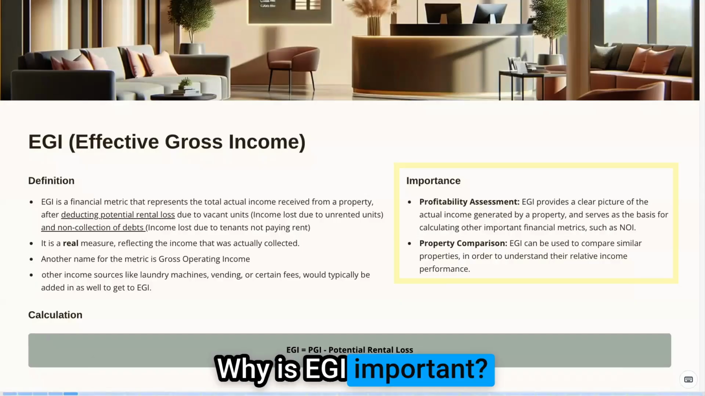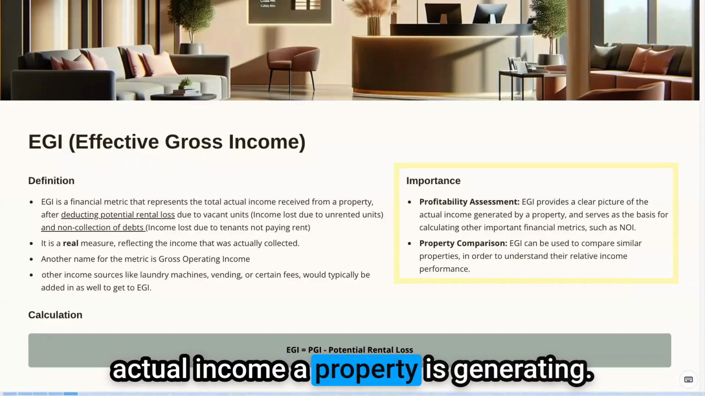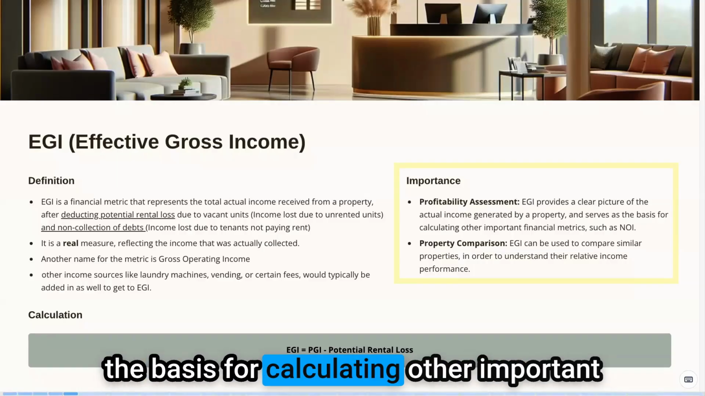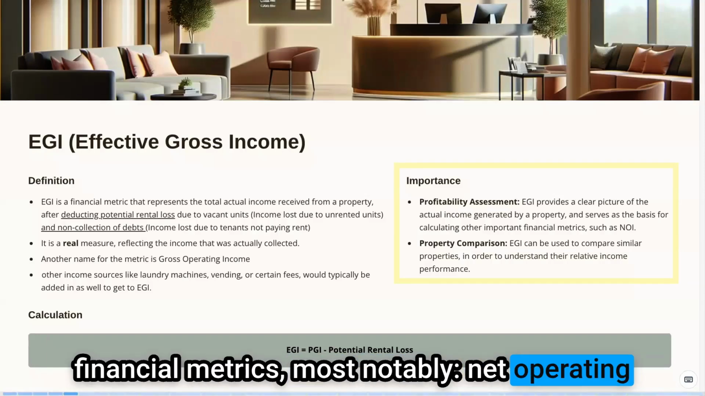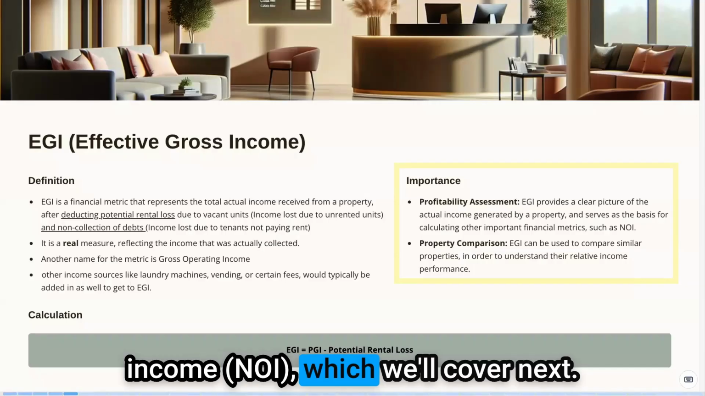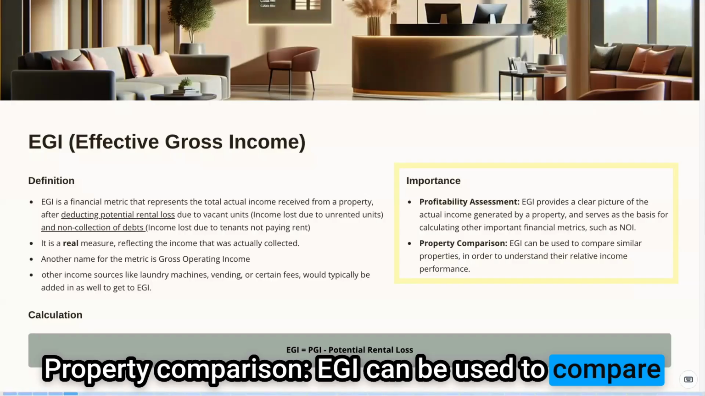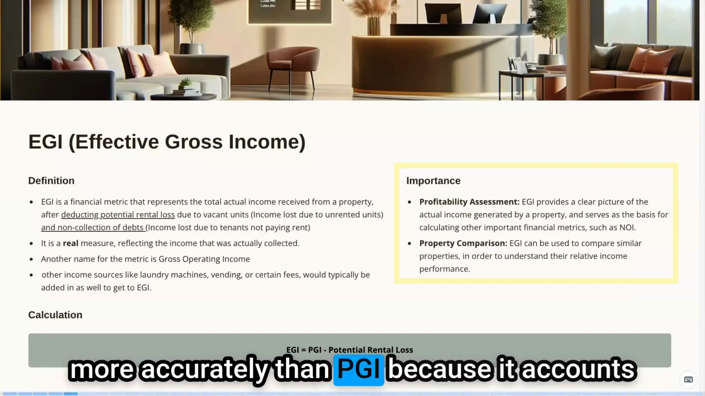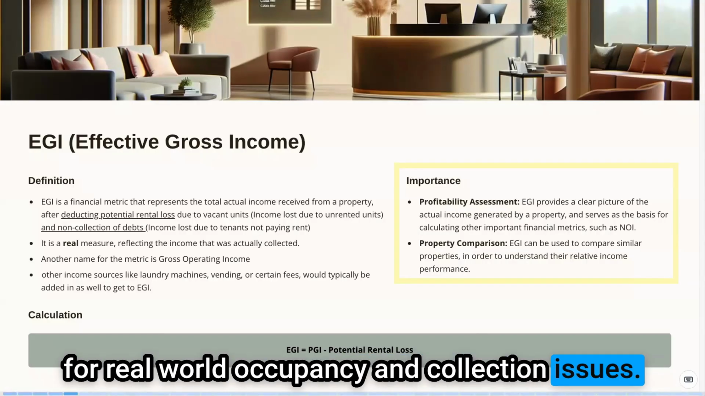Why is EGI important? Profitability assessment. EGI provides a clear picture of the actual income a property is generating. It's a crucial number because it serves as the basis for calculating other important financial metrics, most notably net operating income, NOI, which we'll cover next. Property comparison: EGI can be used to compare the income performance of similar properties more accurately than PGI because it accounts for real-world occupancy and collection issues.